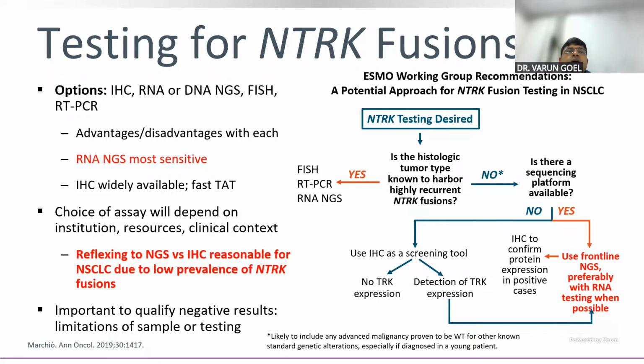Coming to the next, NTRK fusion testing. We have the options of IHC, RNA or DNA NGS, FISH and RT-PCR. By all of these we can detect NTRK. There are some advantages and disadvantages for all the different methods. Most sensitive of all is RNA NGS, and although IHC is widely available and fast, there are still some problems. So choice of assay will depend on the institution, resources and clinical context. Reflexing to NGS versus IHC is reasonable for NSCLC due to low prevalence of NTRK fusion. It is important to qualify negative results and limitations of sample or testing.